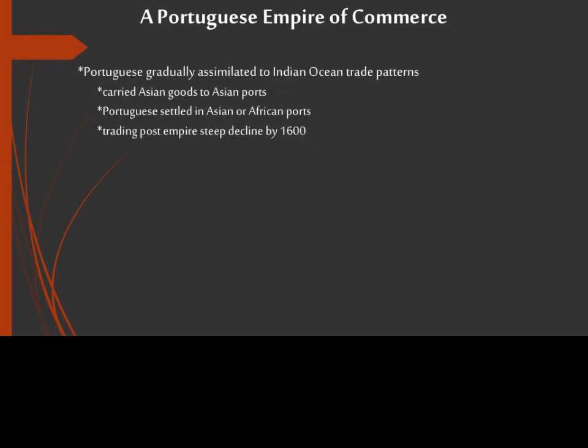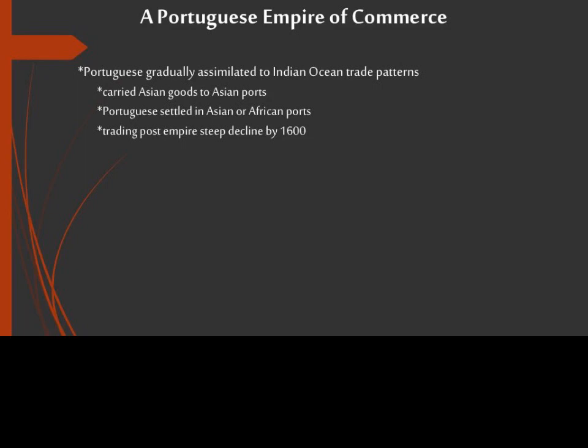The Portuguese gradually assimilated to Indian Ocean trade patterns. They carried Asian goods to Asian ports. And the Portuguese settled in Asian or African ports. But their trading post empire developed into a steep decline by 1600.